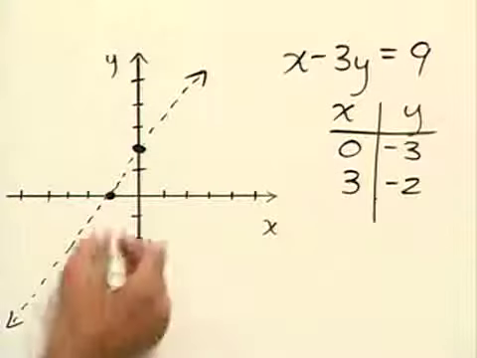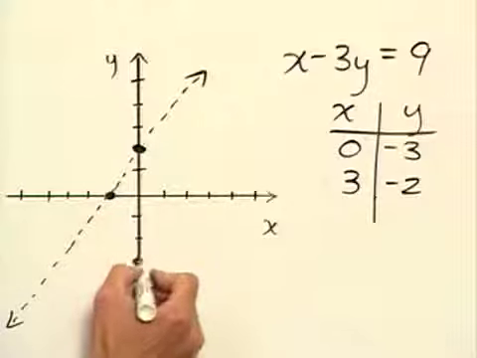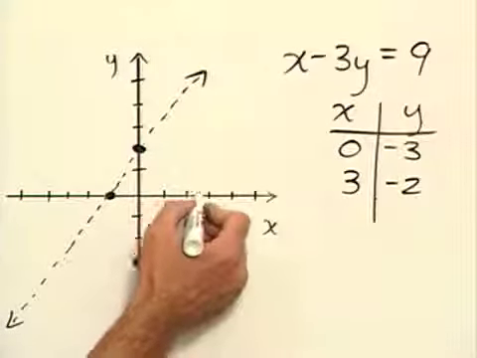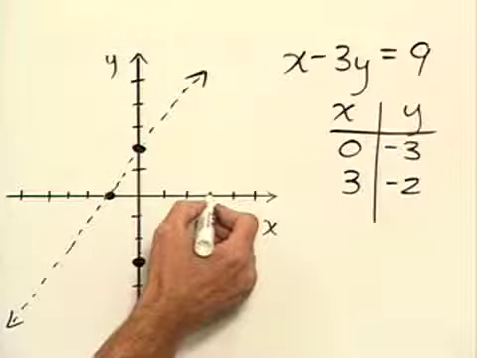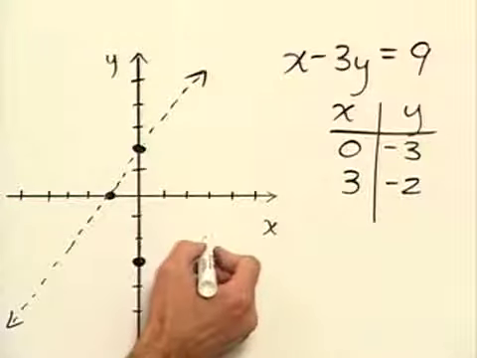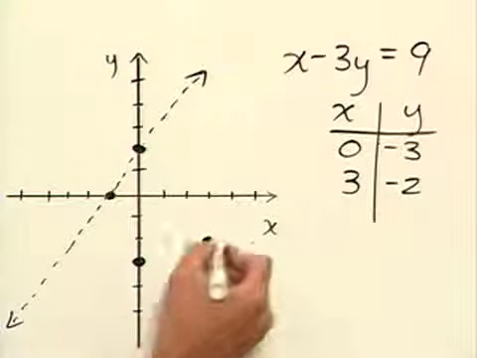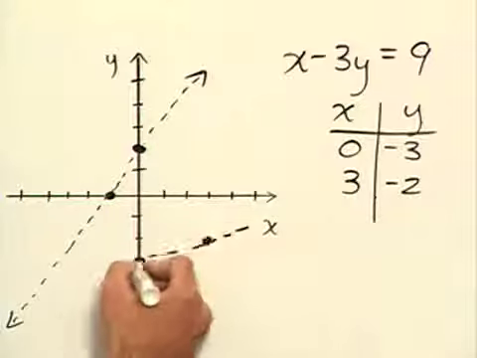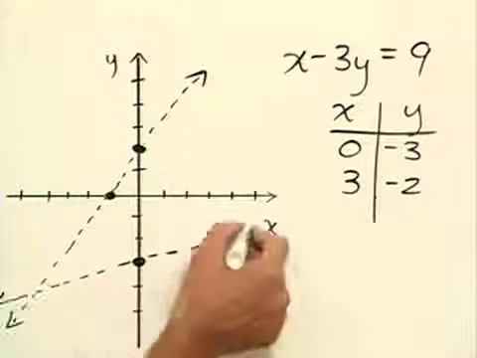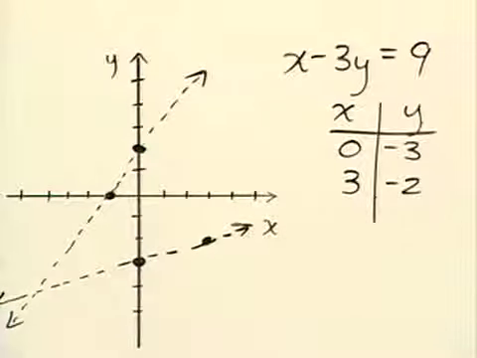And if I graph these 2 points, 0, negative 3 is here. 3, negative 2 is right here. And again, when I graph this line, it has to be a dotted line because we have a strict inequality. So let's go ahead and graph that dotted line, and there's that dotted line.